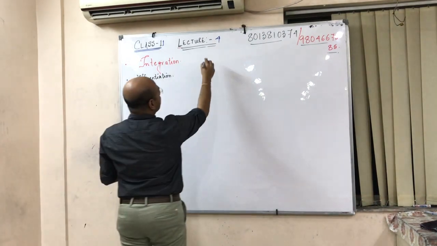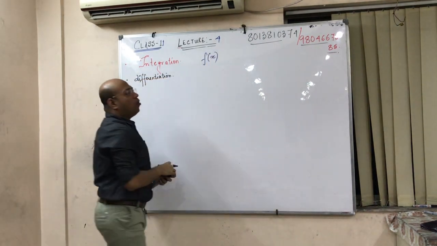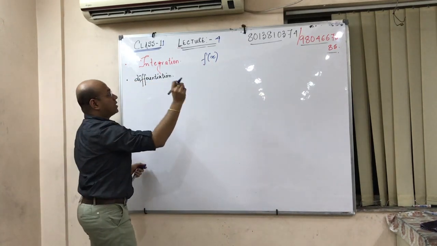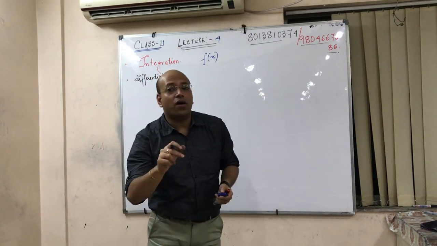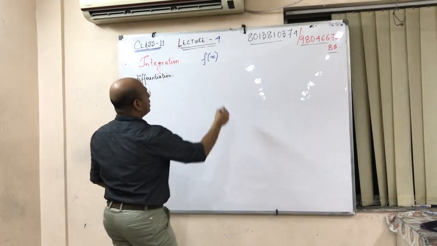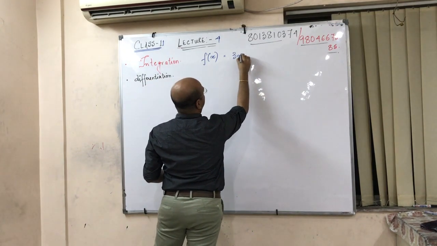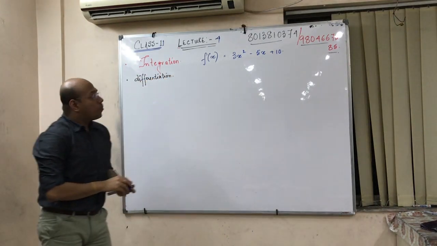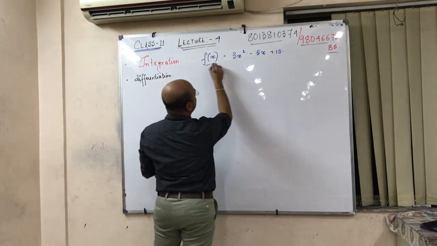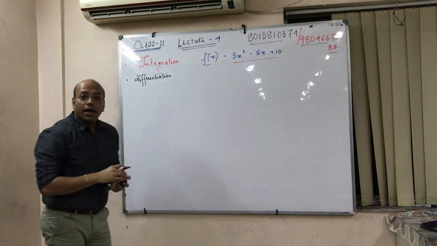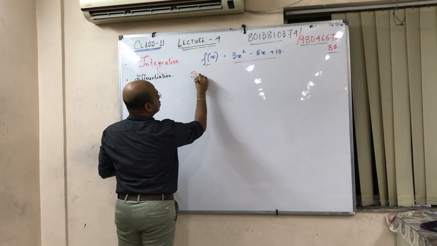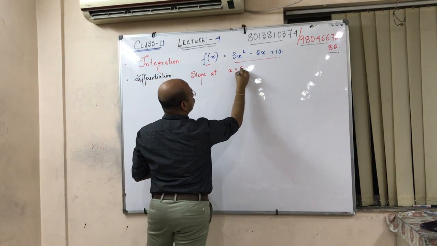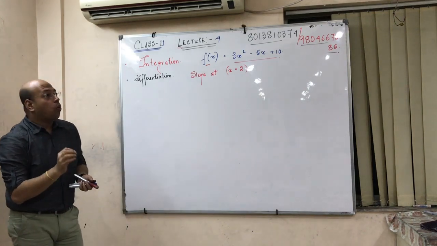Suppose you take a function f(x), which signifies the function is dependent on x. Let's say you take the example 3x squared minus 5x plus 10. If I need to find the slope at x equals 2, what does it signify?